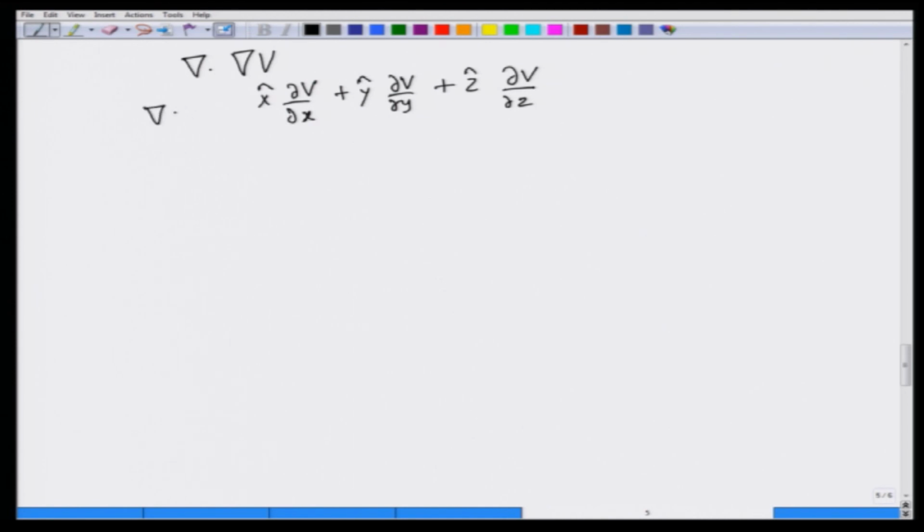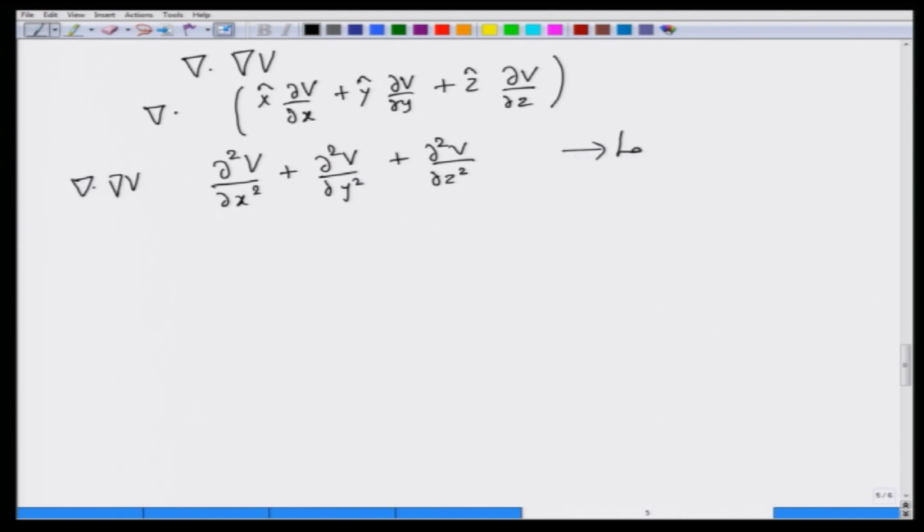If you now operate del dot onto this, what are you going to get? The del operator is x hat del by del x plus y hat del by del y plus z hat del by del z. When you operate this del on the gradient of V, you get a scalar, because the dot product gives a scalar: del square V by del x square plus del square V by del y square plus del square V by del z square. This is the expression for the Laplacian operator in Cartesian coordinate systems.